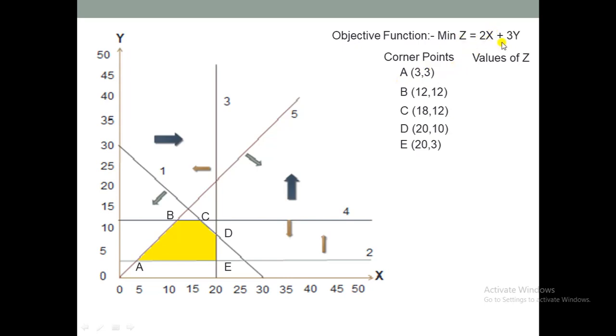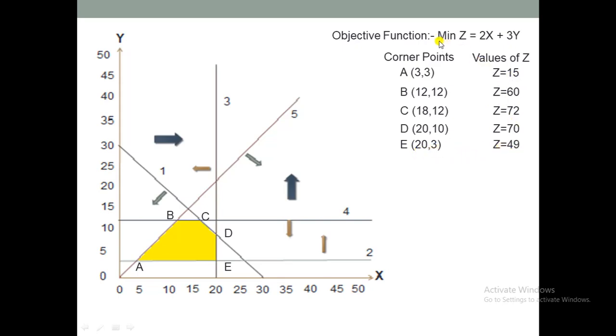So x = 3, y = 3: when you put it in, you get the value of z as 15. x = 12, y = 12: the value of z will be 60. x = 18, y = 12: the value of z will be 72. x = 20, y = 10: the value of z is 70. x = 20, y = 3: the value of z is going to be 49.